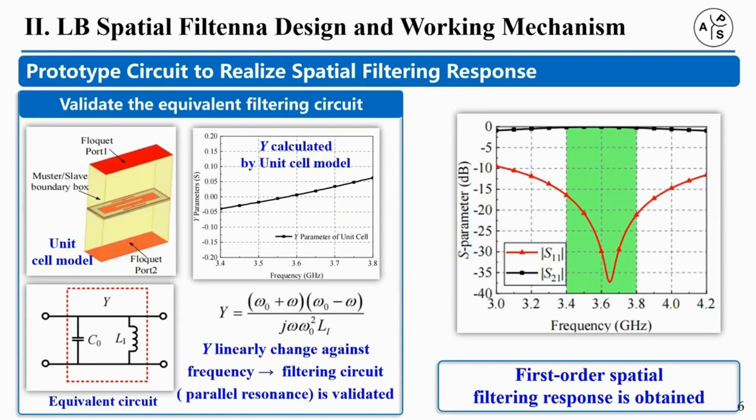The unit cell model consisting of slot and patch is simulated, and the circuital parameter Y is solved. Since the parameter Y complies with the characteristic of parallel resonance, the first-order filtering circuit is validated. Moreover, seen from the simulation result, a first-order filtering response is realized. Within 3200 to 4200 MHz, the reflection coefficient is less than -10 dB, indicating that a wideband and good transmittivity performance is obtained at this band.